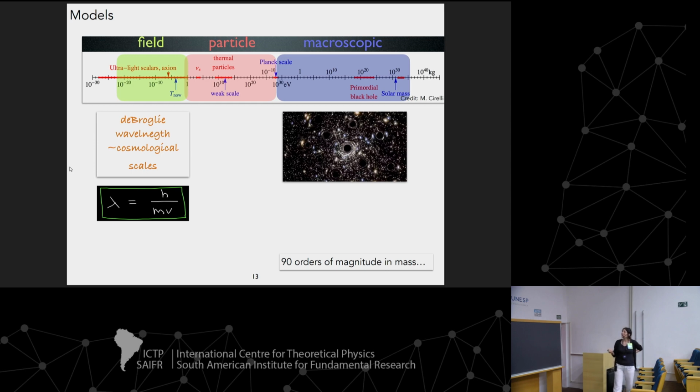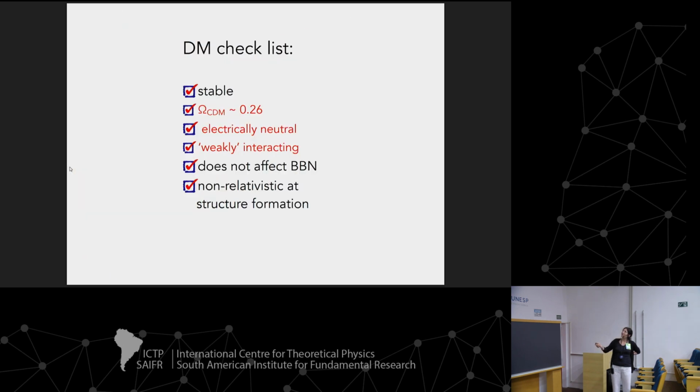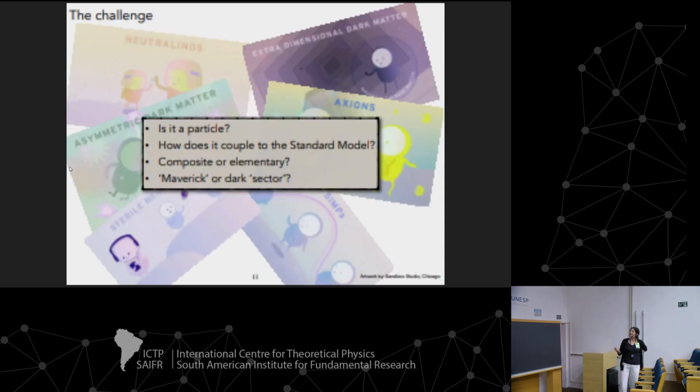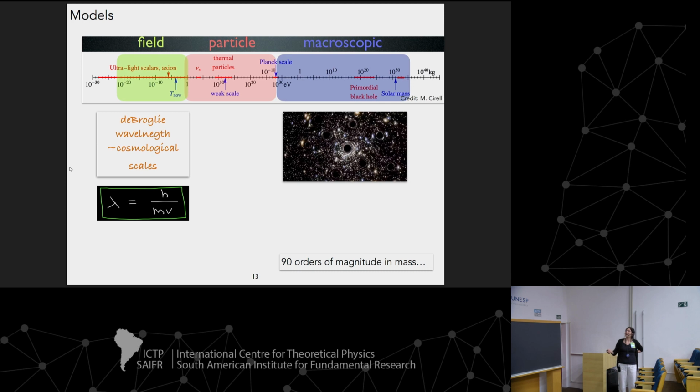This is all just to say that, since we never detected any signal that is not gravitational, people came up with models in all of these mass ranges that could satisfy the dark matter checklist we talked about. Particle physicists and astrophysicists were creative enough that, more or less across all these 90 orders of magnitude, they came up with plausible candidates that would be stable, neutral, all these things.